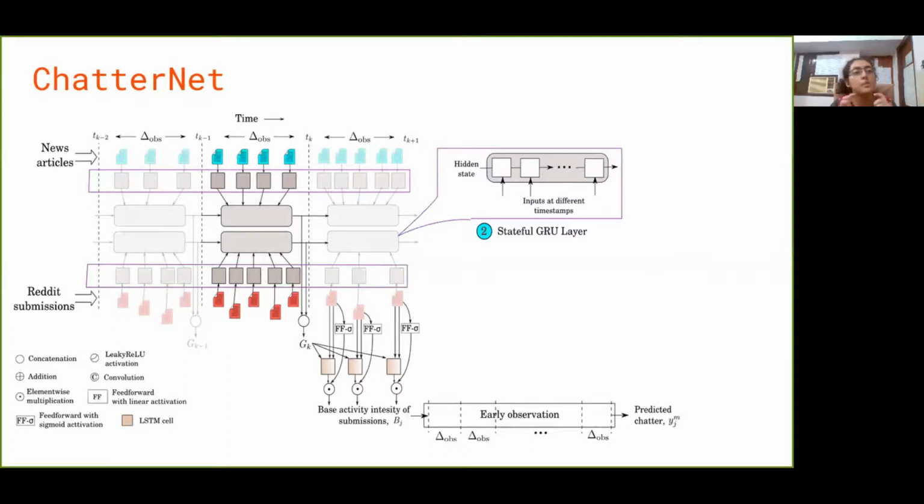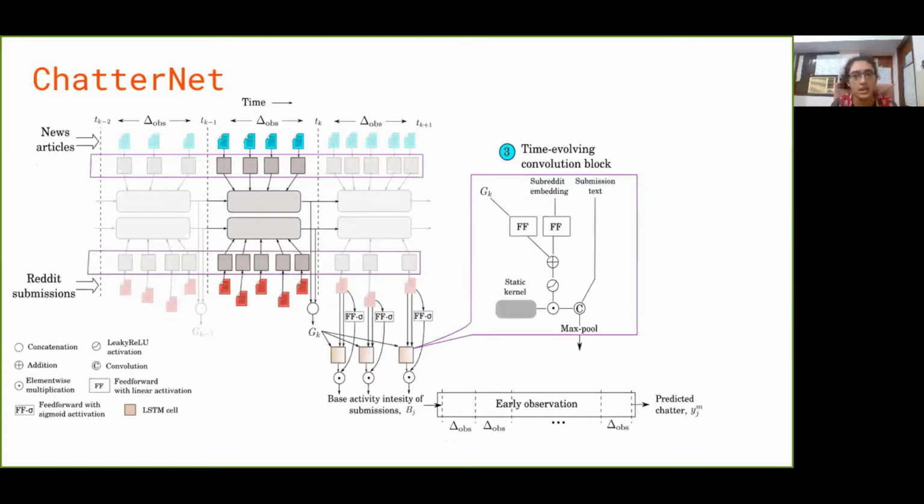This is done to be able to effectively capture the variations in the temporal as well as textual patterns of the news articles across the web versus the posts on the Reddit platform. However, at the time of arrival of a new post, whose chatter we want to predict, all the exogenous and endogenous signals up till that point are concatenated to form a unified historical influence.